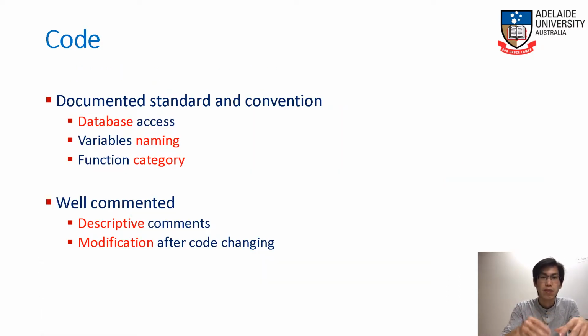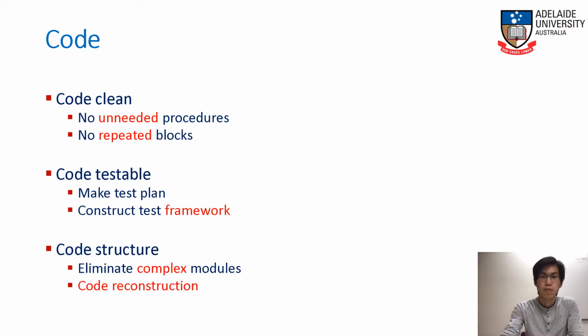As for the standard and convention, we access the database using the method provided by the rules and name our variables adhering to the convention in the programming industry. Besides, all the functions are categorized according to the module they belong to. For the comments, we use descriptive comments, and they are easy to understand. If the code is changed, the comments will be modified.